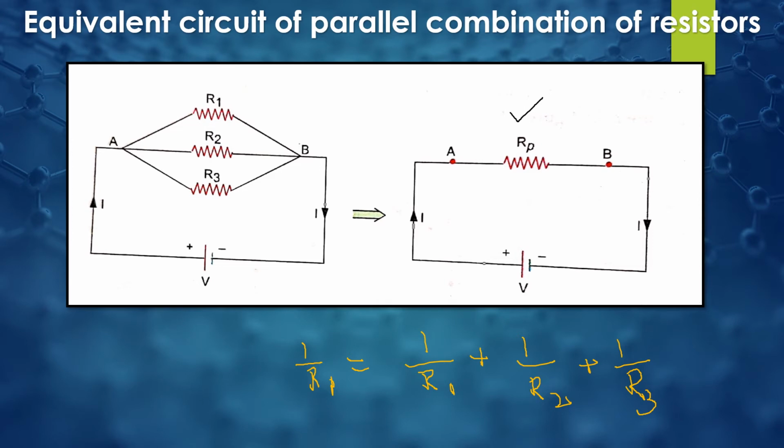If n resistances are connected in parallel instead of three resistances, then the effective resistance of the combination is given by 1 by Rp equals 1 by R1 plus 1 by R2 plus 1 by R3 plus so on to 1 by Rn.